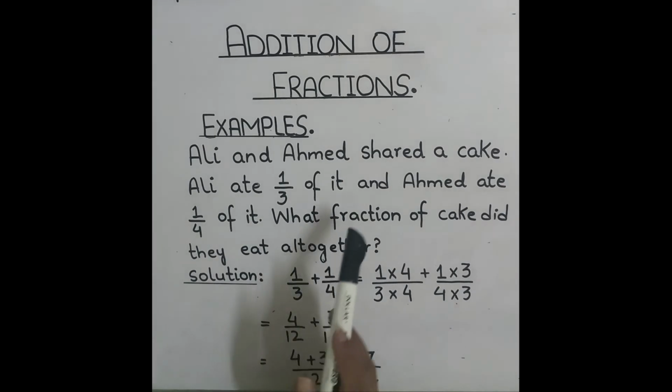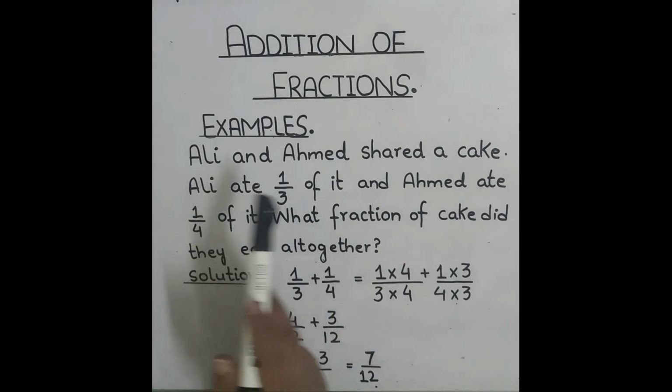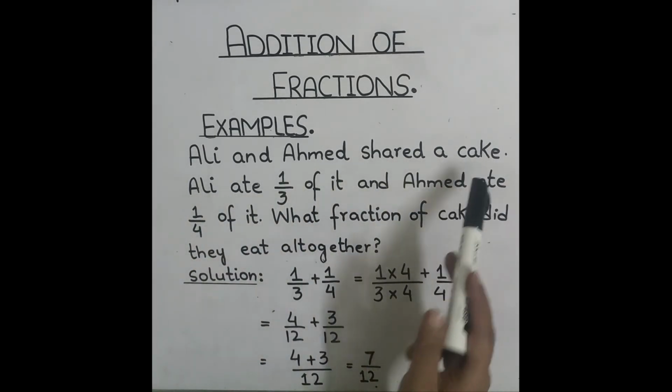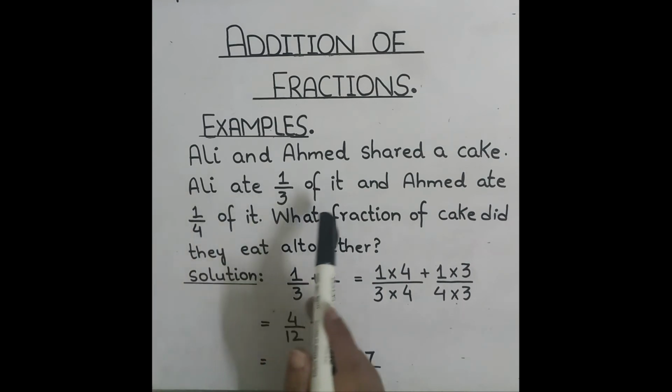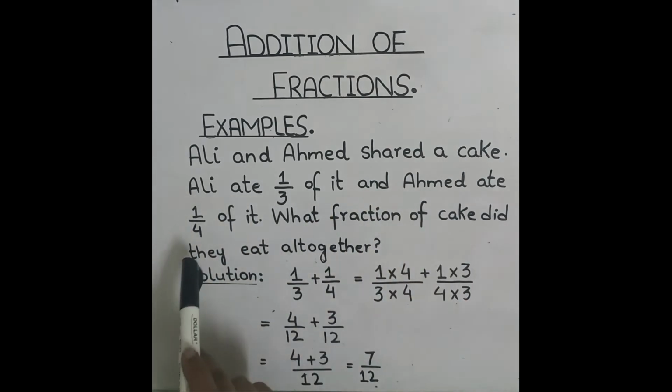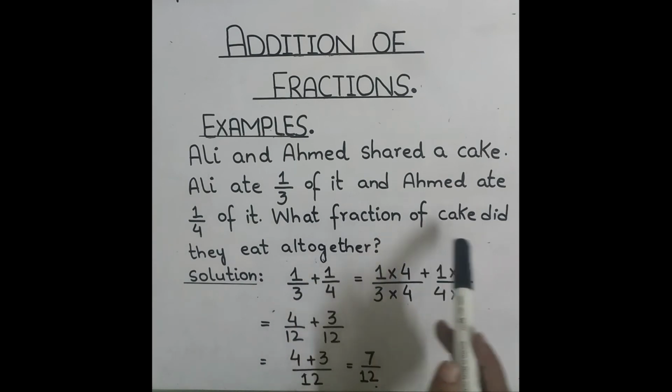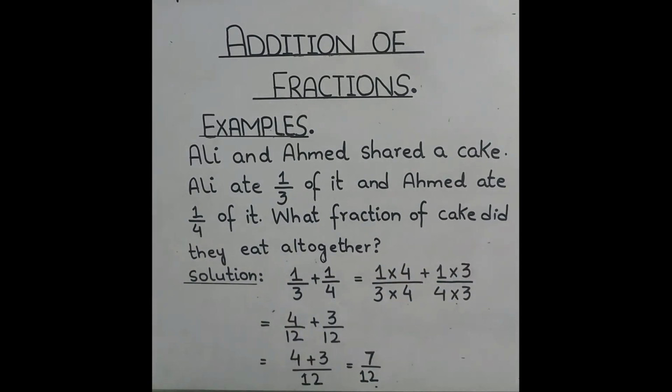Let's discuss a word problem. Ali and Ahmad shared a cake. Ali ate 1 over 3 of it and Ahmad ate 1 over 4 of it. What fraction of cake did they eat all together? This word all together is giving us the concept that the question is of addition, and the addition of fractions. So we will follow the rules of adding the fraction.